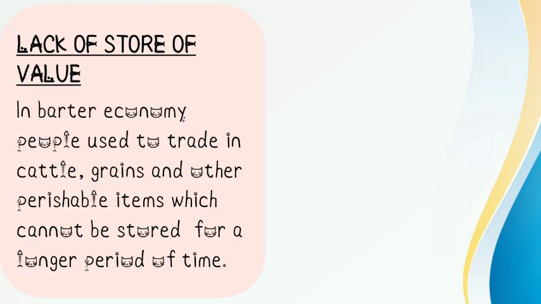Talking about the third drawback, lack of store of value. One of the failures of barter system was that it does not hold good in case of perishable items or items which were big in size. People generally used to exchange cattle, horses, grains, etc. Thus, it was difficult to store them for a longer period of time. A big space was required to store such goods.